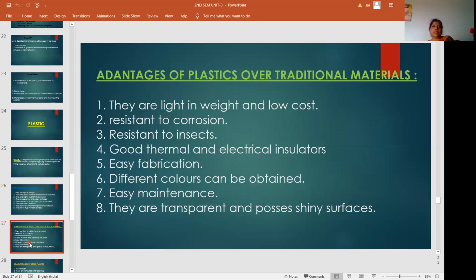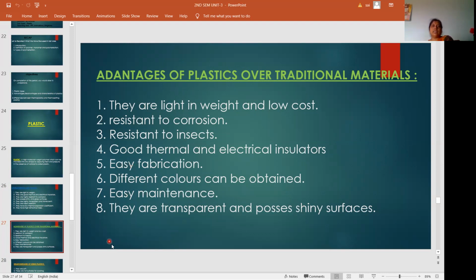Next is the advantages of plastics over traditional materials. In the introduction itself we studied that polymers have more advantages. That's why traditional materials are replaced by these polymers. So compared to traditional materials, what are the advantages of plastics? Whatever points we covered in the characteristics, the same points are covered here also.